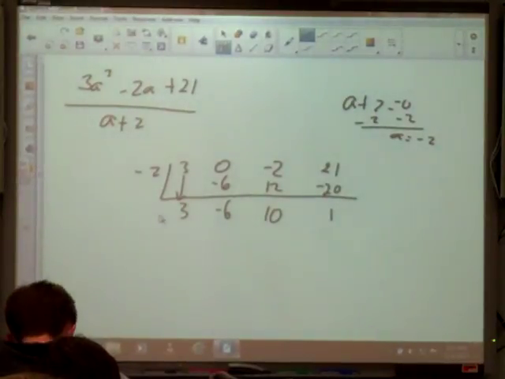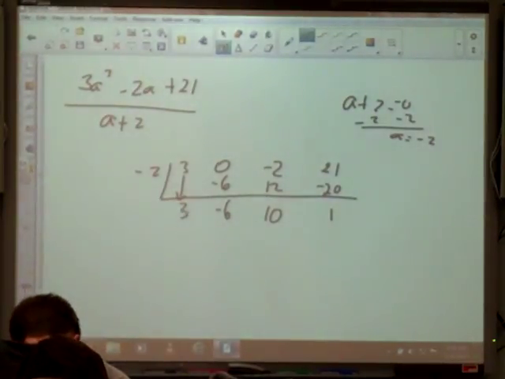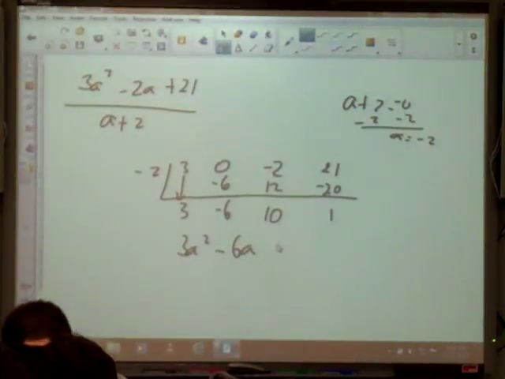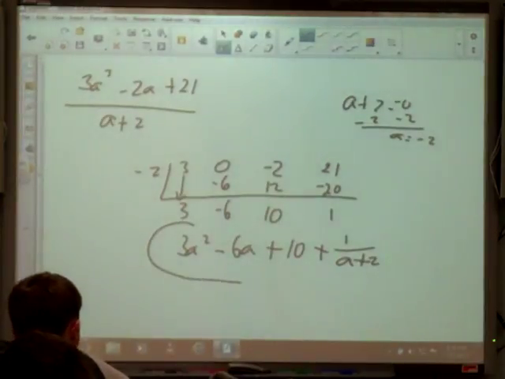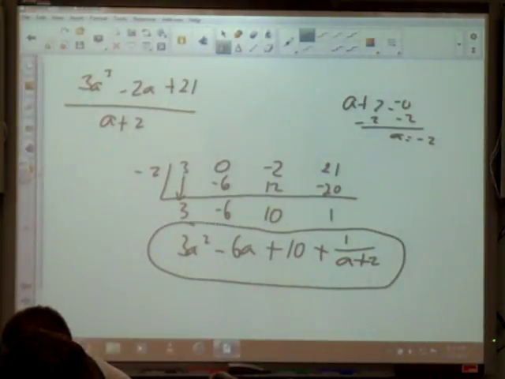Alright, so what is my first 3? What power of a will that be? 3a squared, and then they just go downhill, minus 6a. My constant is 10. My remainder is a positive 1, so this time I'm going to put plus 1. That's it.